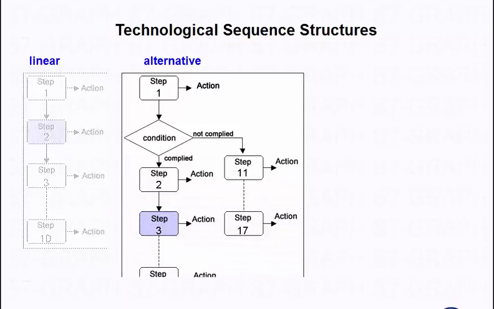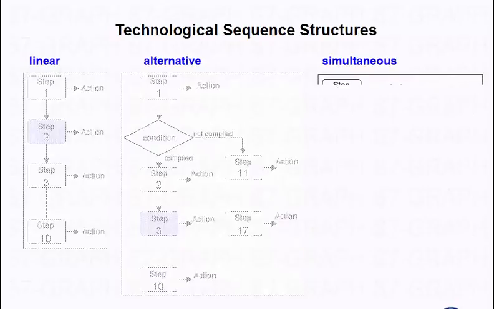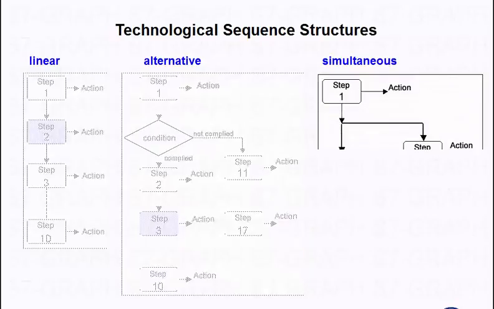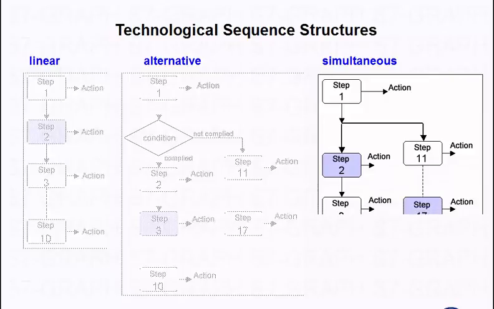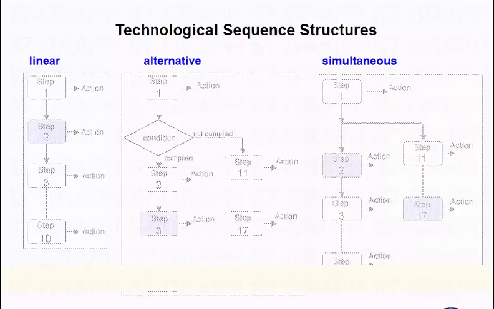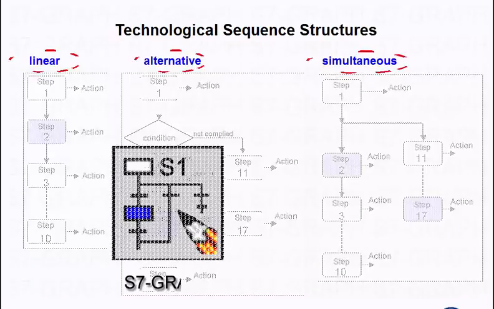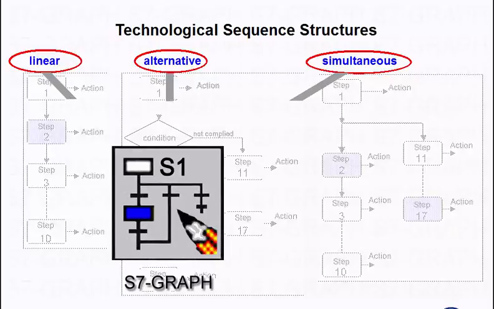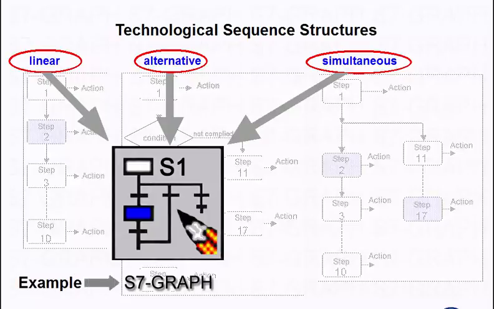In the alternative branch, also depending on a condition, only one of several possible sequence branches is processed. The simultaneous branch enables almost simultaneous processing of different sequence branches, so that in this case, several steps can be processed as it were in parallel. The programming effort for realizing such technological tasks with sequential control is considerably less than with logic control. These advantages are provided to you by the engineering tool S7 Graph, as it depicts these technological sequence structures directly.